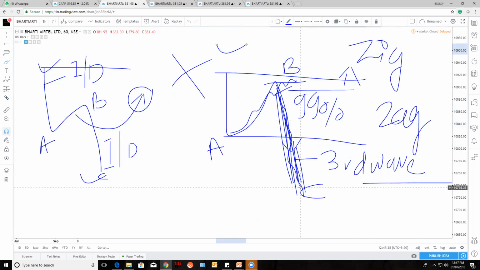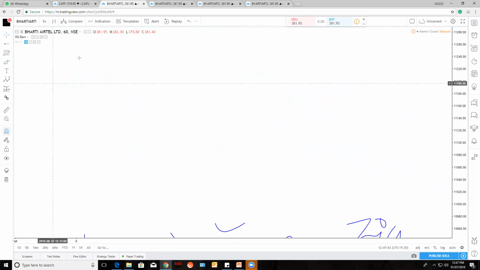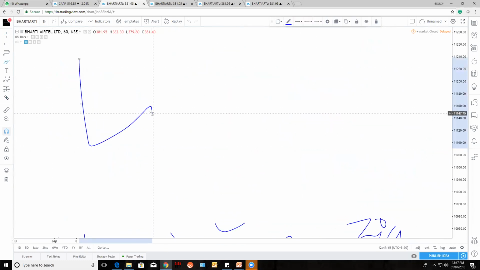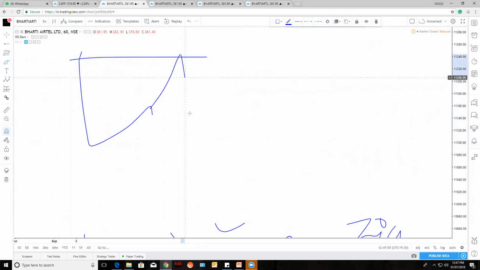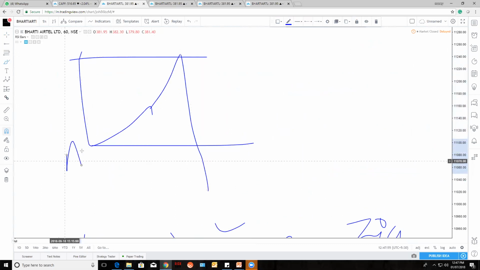Got it? It's a simple ABC structure. B cannot go beyond the beginning of A, and C should always go beyond the end of wave A. So this is C, this is your B, and this is your A. Got it?